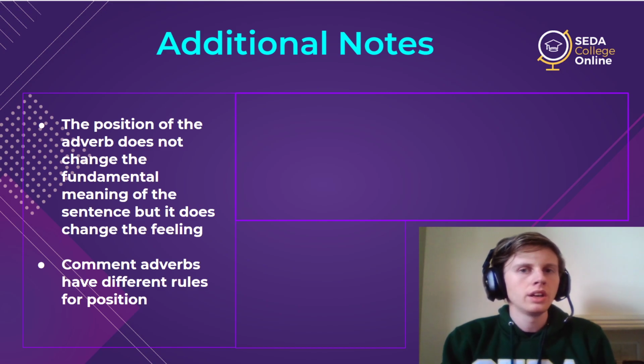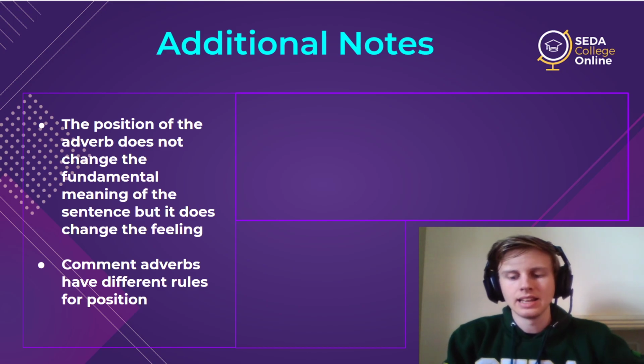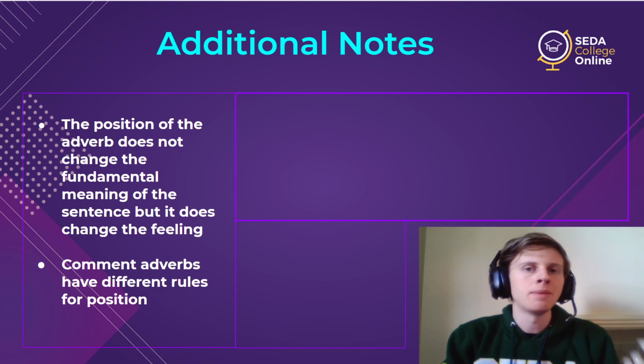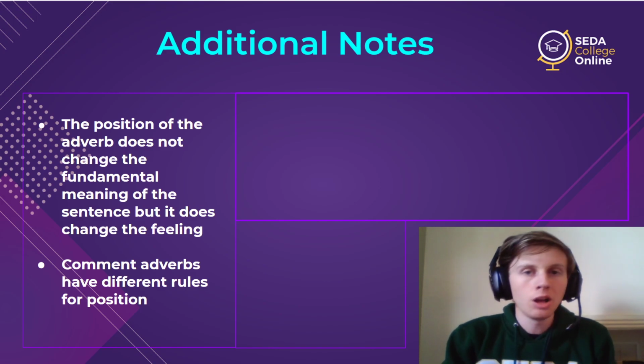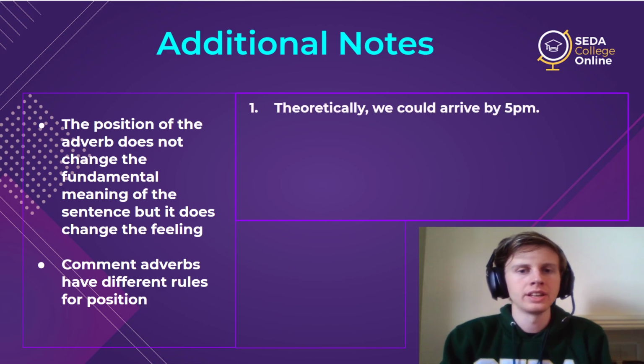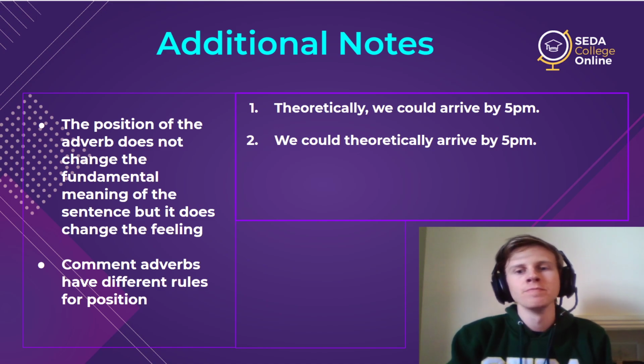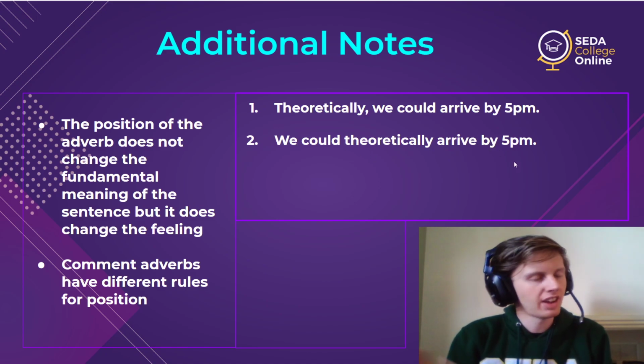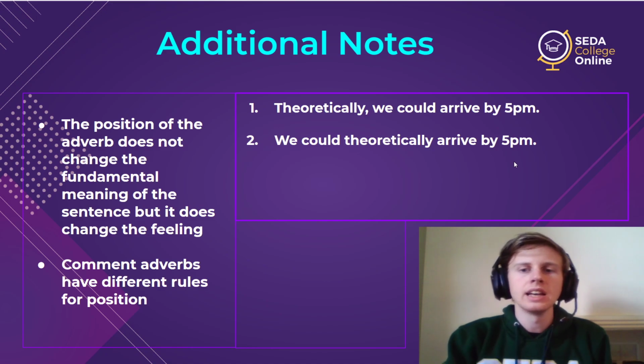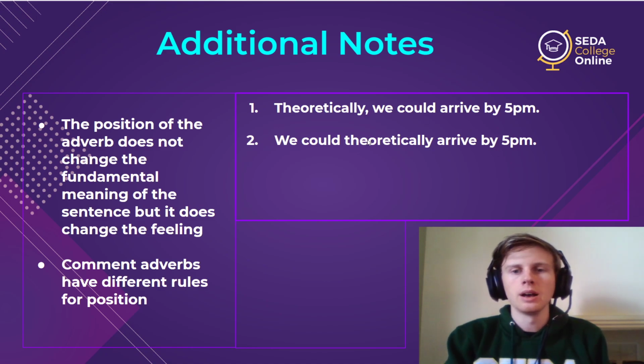So you saw in the beginning of the lesson, I said adverbs come after the verb. Well, comment adverbs actually usually come before the verb or after an auxiliary verb. So let's look at this. Theoretically, we should arrive by 5 p.m. We could theoretically arrive by 5 p.m. So you can see the comment adverb actually comes before the verb. It doesn't say we could arrive theoretically by 5 p.m. We wouldn't say that. It actually comes before the verb.